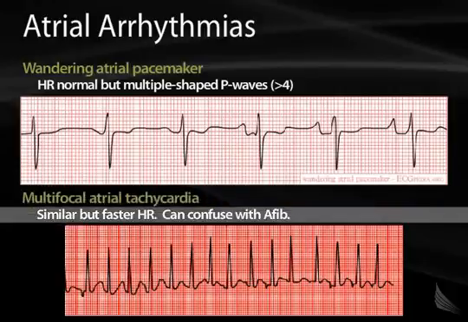Multifocal atrial tachycardia is similar to wandering atrial pacemaker, but the overall heart rate is faster. It's very simple to confuse multifocal atrial tachycardia with atrial fibrillation. They often look quite similar. You should be able to recognize a wandering atrial pacemaker on step 1 of the boards.